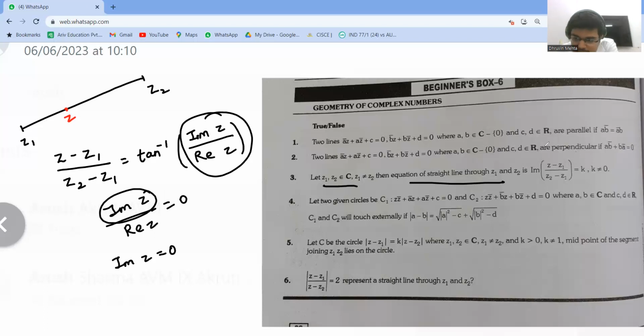But what are they saying? That the imaginary part is k, where k is not 0. K is not zero, the exact opposite, so this is false. Actually the equation has to be: imaginary part of z minus z1 upon z2 minus z1 equal to 0. That is the equation.